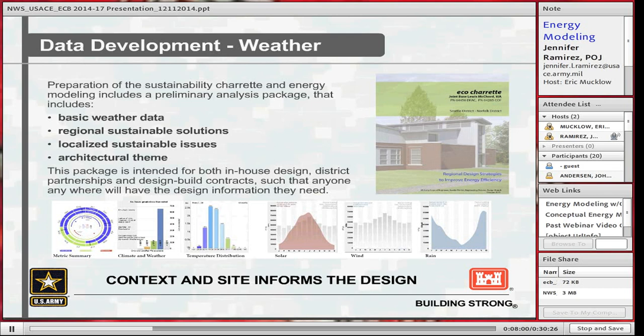At Seattle, we developed what we consider a sustainability prep package, and this would include all of this basic information of weather data, regional sustainability solutions, localized sustainability solutions, and in some cases, depending on the customer's needs, an architectural theme based on each area development plan or master plan.